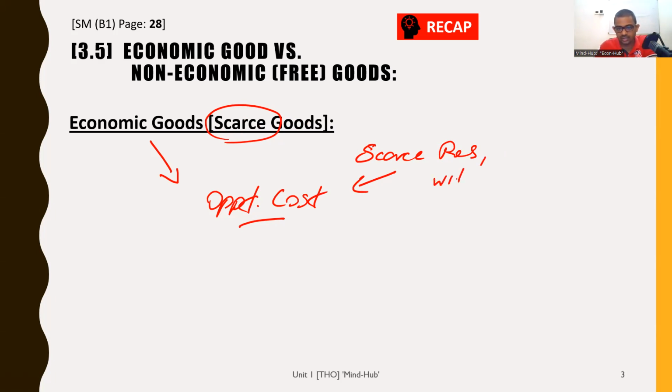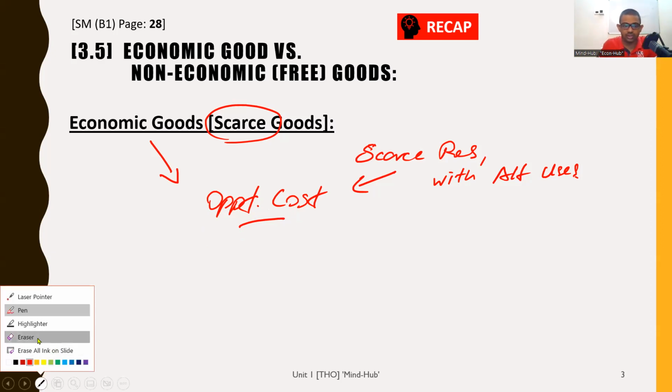We know these things, the economic problem we talked about, with alternative uses. When you use scarce resources with alternative uses and produce anything, in that production, there will definitely be an opportunity cost. So because economic goods have an opportunity cost, two things we need to understand. Why do economic goods have an opportunity cost?